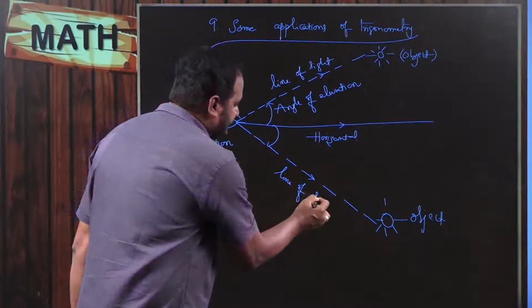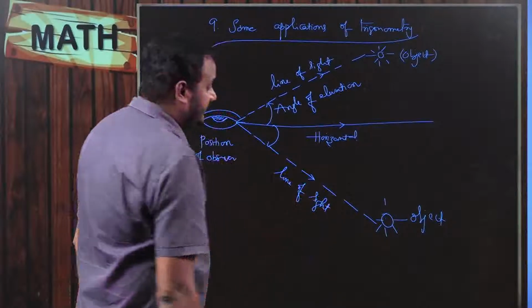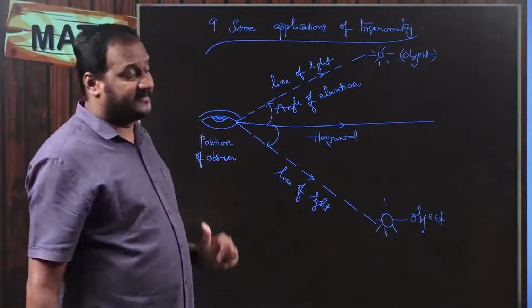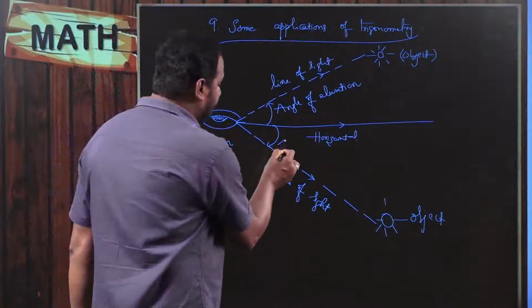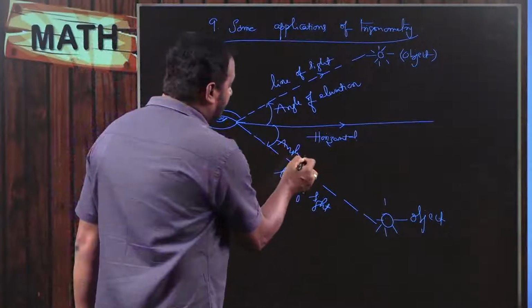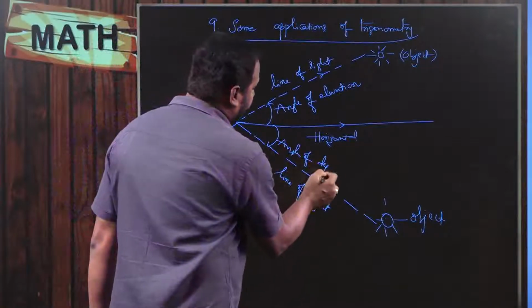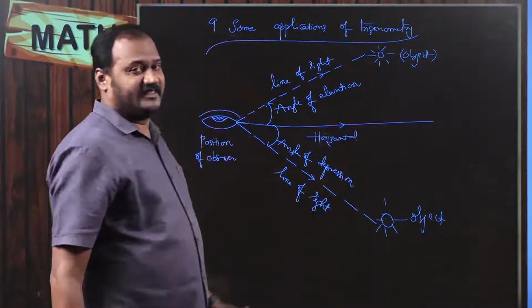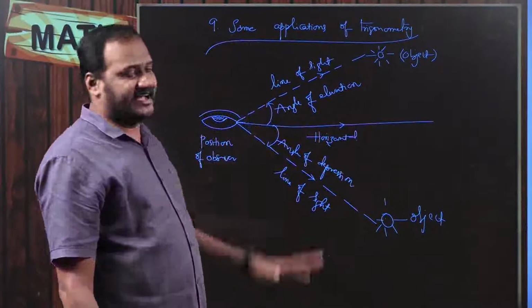Line of sight, when the position of the object is at a lower level than the position of the observer, then the angle so formed is said to be the angle of depression. What do you call that? Angle of depression. So that is the angle of depression, and this is the angle of elevation.